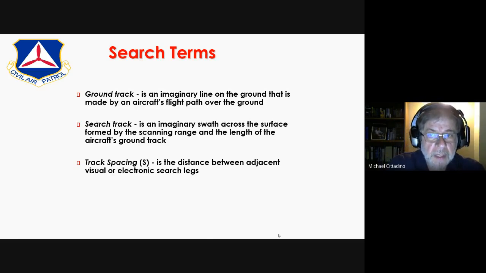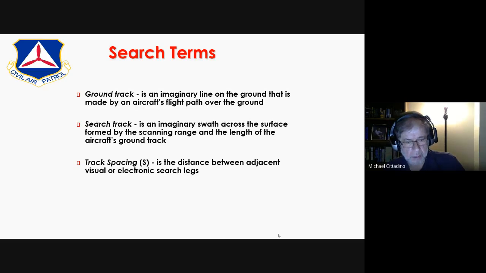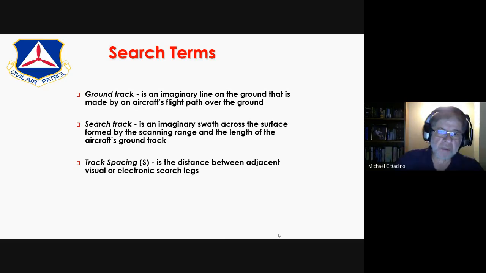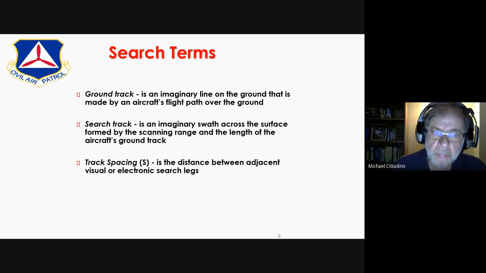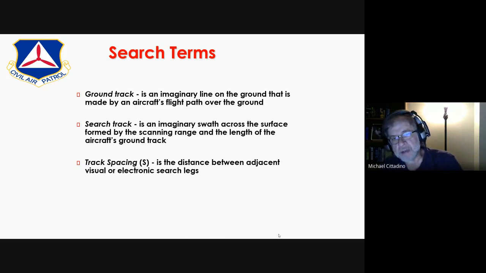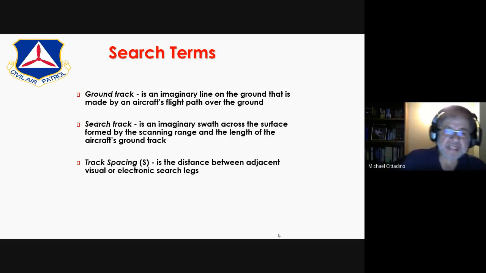The search track is an area along the ground that's formed by the scanning range and the aircraft's ground track. If you remember from the previous week on scanning and scanning technique, we have a scanning range, which is a lateral offset from the position of the aircraft to the ground that you as a scanner can expect to see a target. So our search track is basically the offset from that imaginary ground track to where the aircraft is going to be flying, what the aircraft's offset from the ground track is within a specified scanning range.